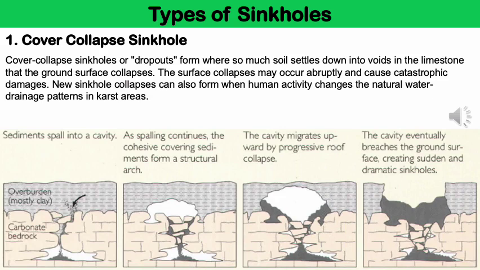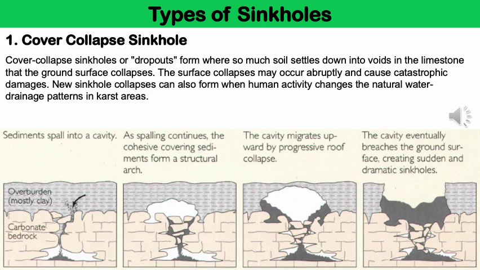Now let us discuss the different types of sinkholes. First, we have the cover collapse sinkhole. The cover collapse sinkholes or dropouts form where so much soil settles down into the voids in the limestone that the ground surface collapses. The surface collapses may occur abruptly and may cause catastrophic damages. New sinkhole collapses can also form when human activity changes the natural water drainage pattern in karst areas.